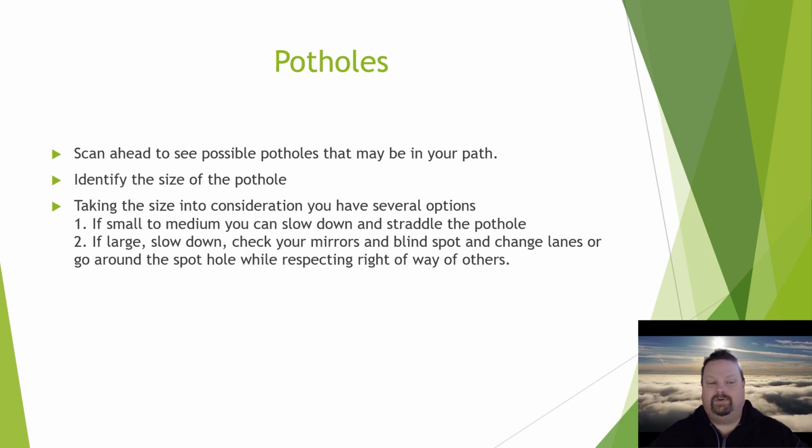Okay, now if it's a large pothole, obviously you want to slow down, check your mirrors, your blind spot, put on your blinker, change lanes if possible, and then basically go around the pothole. And if you have to go around it on a two-way street, you want to go around to the right if possible. And if you do have to go to the left, you still have to respect the right-of-way of oncoming traffic, and then go around it that way.